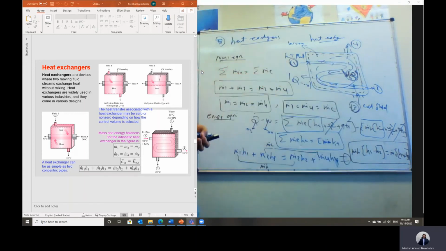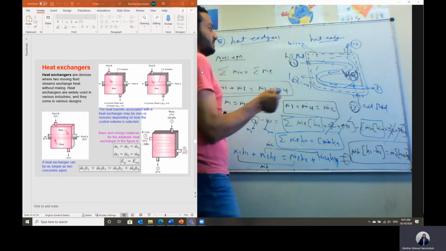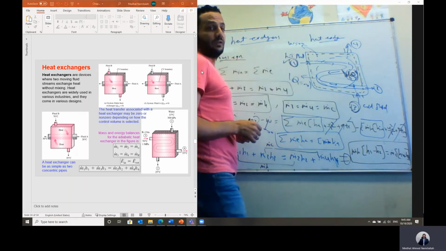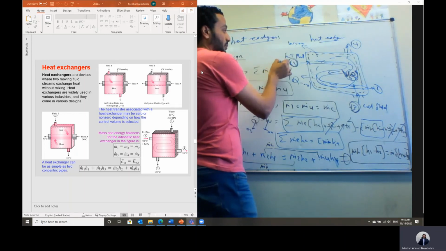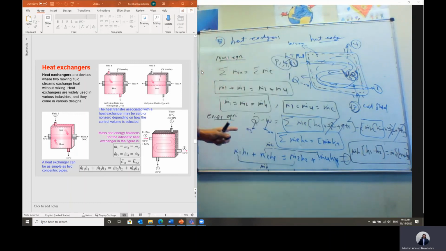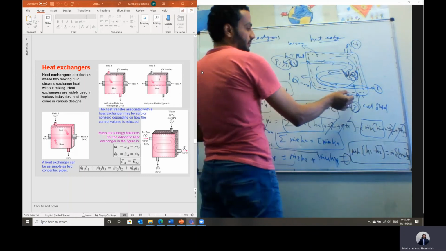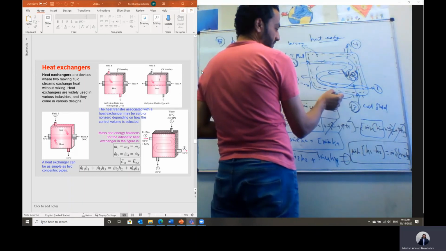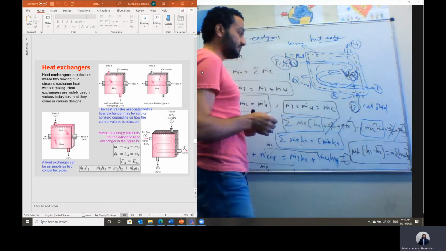h4 minus h3. In this case, if we give you the properties of the hot fluid at point 1, let's say water, pressure P1 and temperature T1, then we can calculate the enthalpy h1. And let's say for the cold fluid, we have a refrigerant or something.